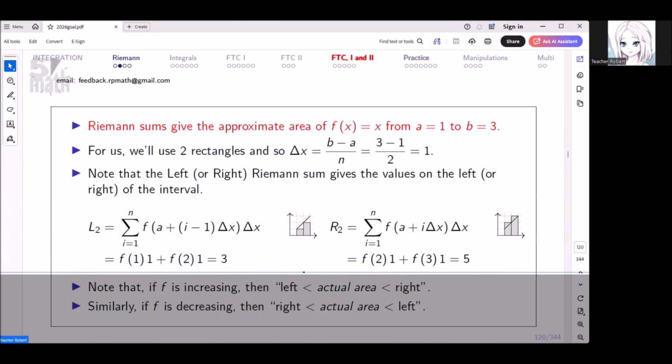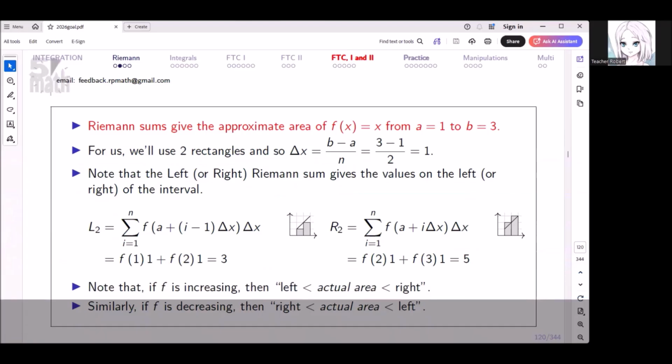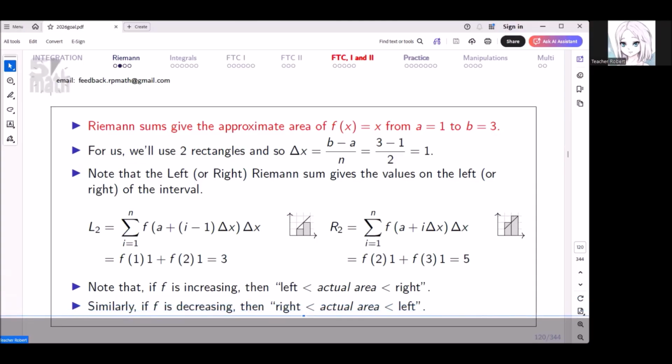Note that the left or right Riemann sums give the values on the left or right of the interval. Note that if f is increasing, then left is less than actual area less than right. Similarly, if f is decreasing, then right is less than actual area is less than left.